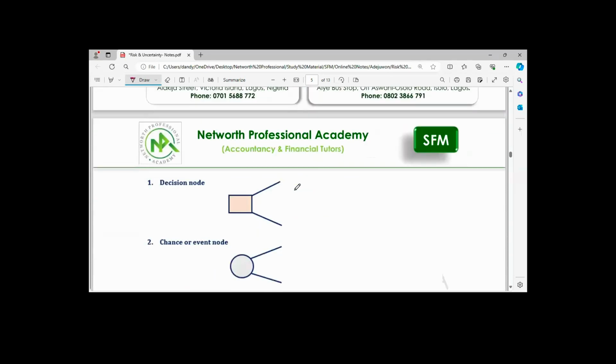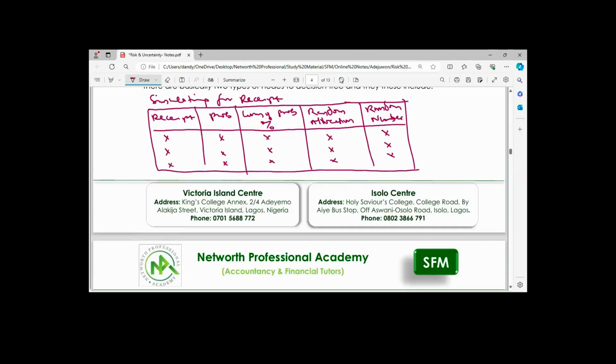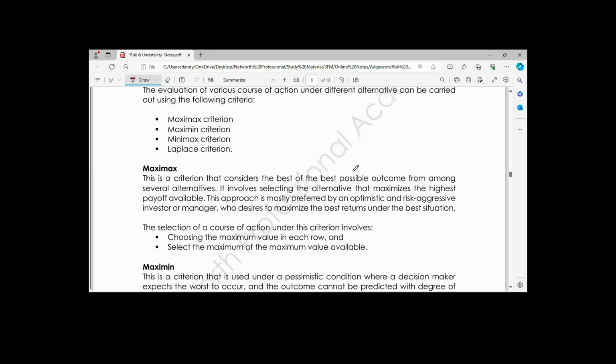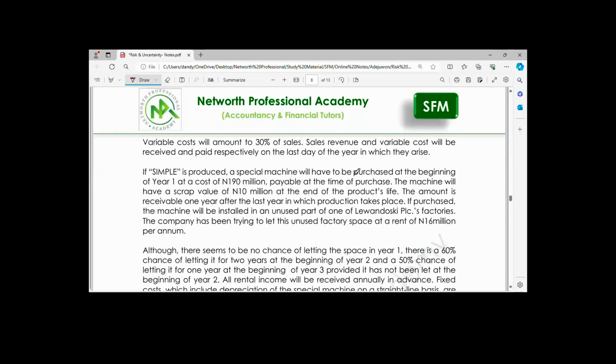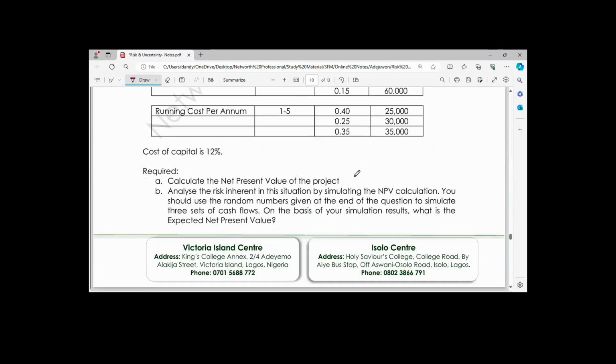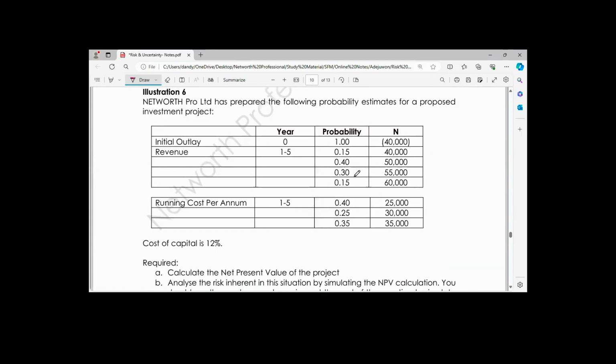So at this point, let's quickly have an illustration, and that will be all for today. Before I stop sharing, let's go to the illustration. Let's solve illustration number 6. Yes, Prosper, read. Illustration 6.